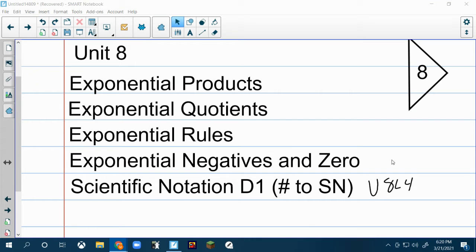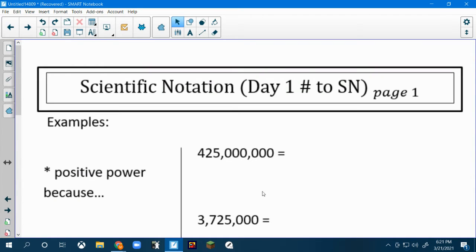We are going to continue with Unit 8. We finished up with negative and zero exponents in our last lesson. We are going to get into scientific notation day 1, which is the number to scientific notation. We're going to change a number into scientific notation. Unit 8, lesson 4. Scientific notation deals with really large numbers.